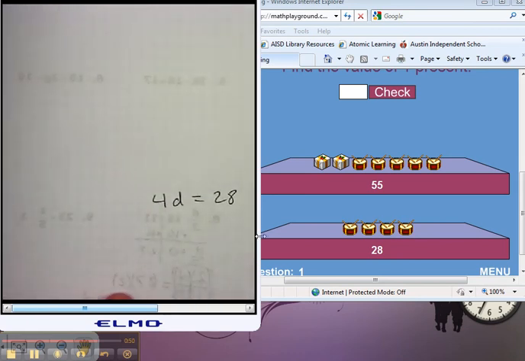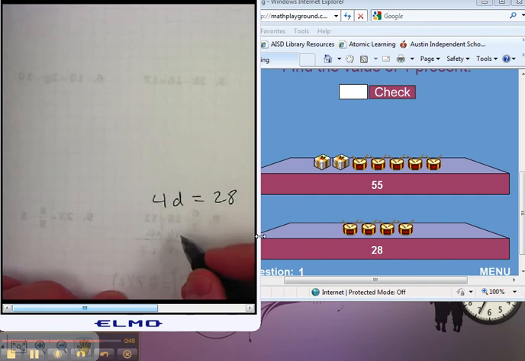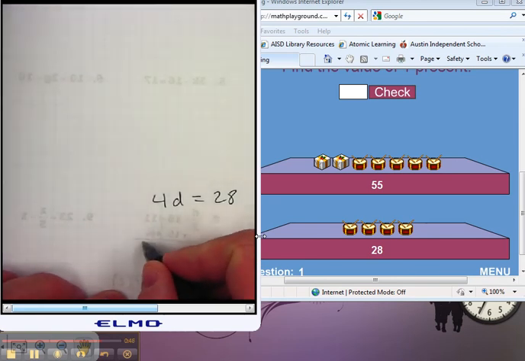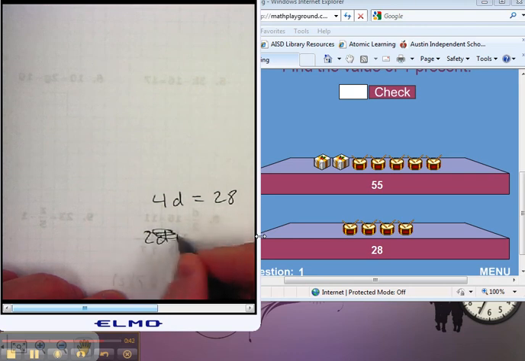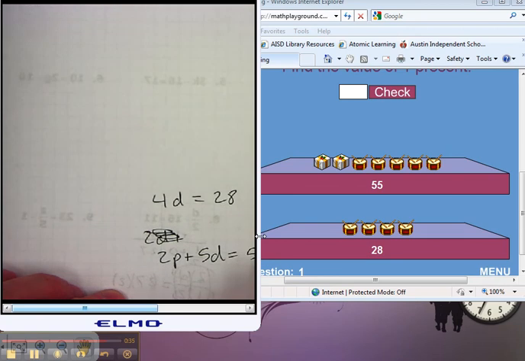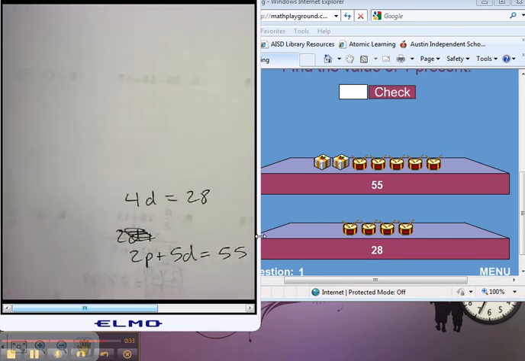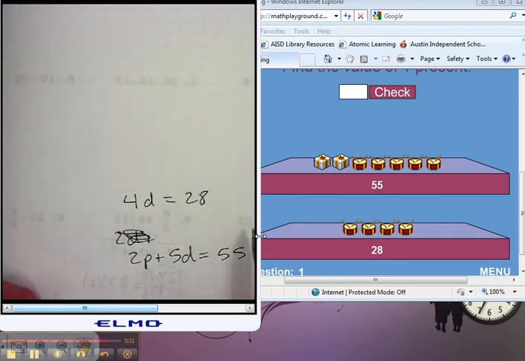Then once you know what a drum equals, you write an equation for the top scale. The top scale I see 2 presents plus 5 drums equals 55. But you'll know from this first equation what a drum equals. Plug it into that equation and then solve for the other variable, the presents, to figure out what p equals.